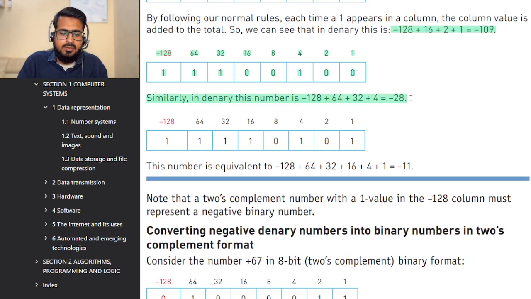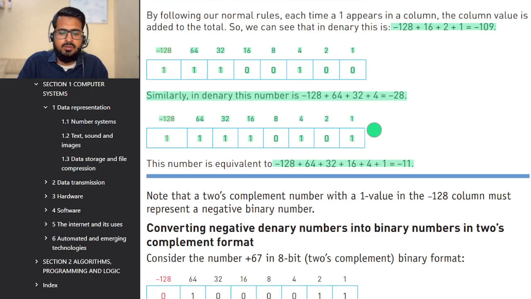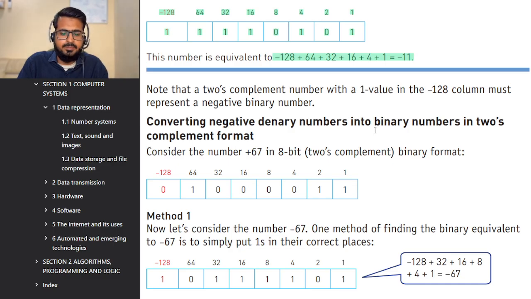Another example, same thing, nothing different. We get minus 128 plus 64 plus 32 plus 4, which is equal to minus 28, right? Another example: minus 128 plus 64 plus 32 plus 16 plus 4 plus 1 is equal to minus 11, right? Easy peasy, no rocket science here.